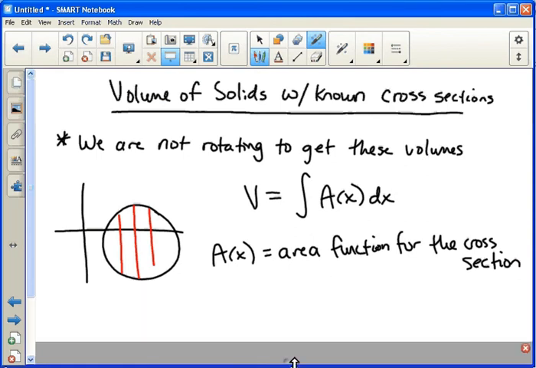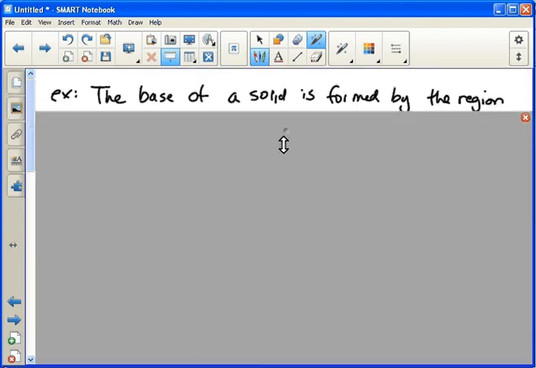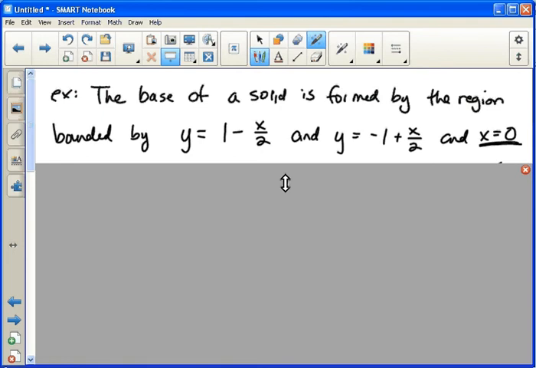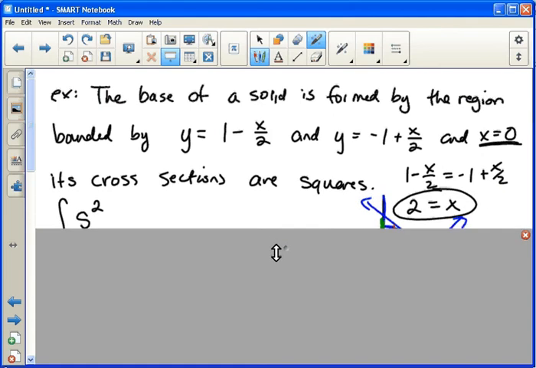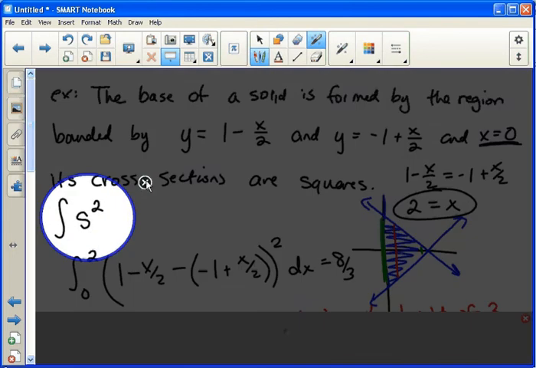So let's start with an example. Okay, so let's say we have the base of a solid that's formed by the region bounded by y equals 1 minus x over 2 and y equals negative 1 plus x over 2 and x equals 0. So let me show you what that looks like. It's this picture down here in the green and blue. And it says that its cross sections are squares. So I use this formula right here, because the integral of side squared, that's the area of a square, side squared. So the next thing I need to do is figure out my boundaries.